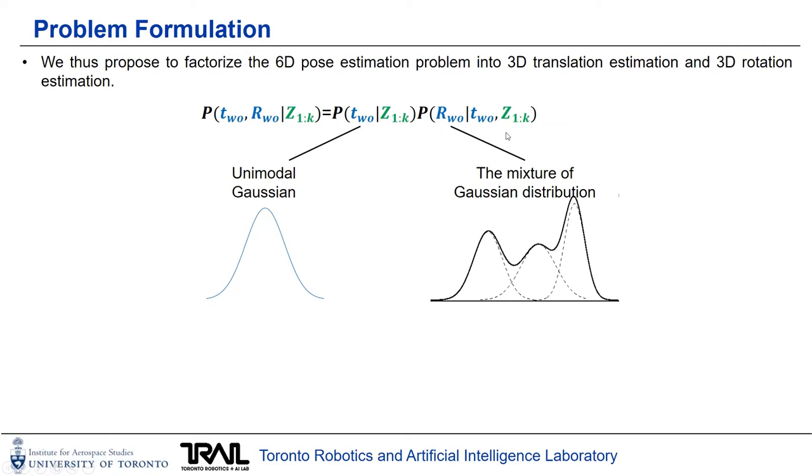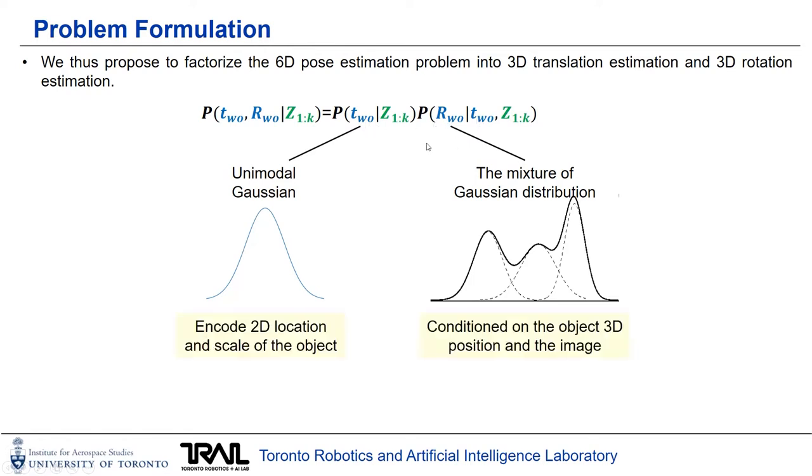From this equation, we can see that translation and rotation are not independent. The translational part only depends on the input image. But the rotation is conditional on the translation because the translation encodes the 2D location and the scale of the object in the image domain. Based on this information, our rotation estimation can take advantage of it, making it much easier and more reliable. I will give more details for this part.